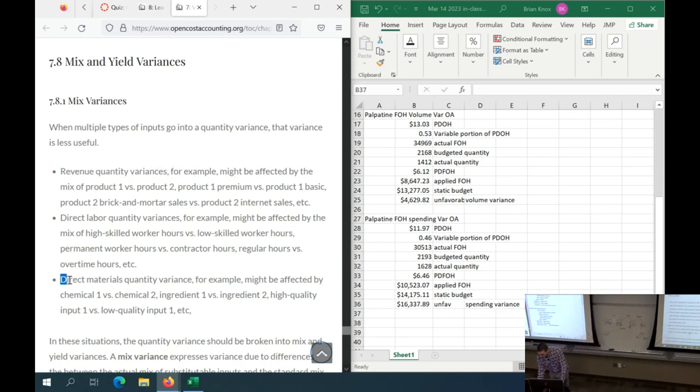And direct materials. So this is perhaps the easiest to conceptualize. Now, in the examples that I give, you have a big vat of chemicals. It's supposed to be a mix of chemical A, 20%, chemical B, 80%. And chemical A, let's say it's the more expensive one. Chemical B is the cheaper one. If you get 30-70 instead, that change in the mix has increased the price of that vat of chemicals.